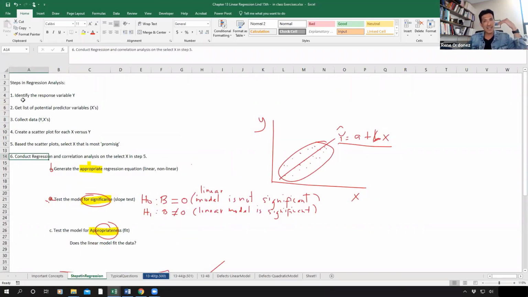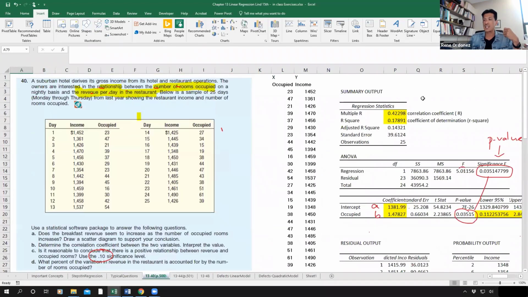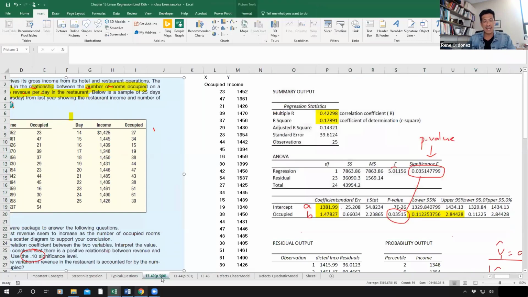We'll start by identifying the response variable, identifying the predictor variable, and then creating a scatter plot using the insert option in Excel. Then we will conduct the regression and correlation analysis, meaning we will ask Excel to compute this table here, which will be the basis of our analysis. All right, so let's apply that to 13.48.